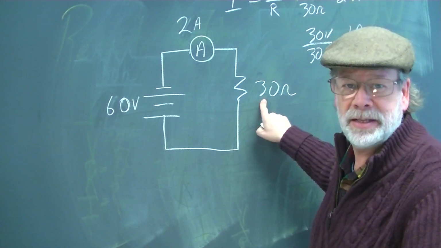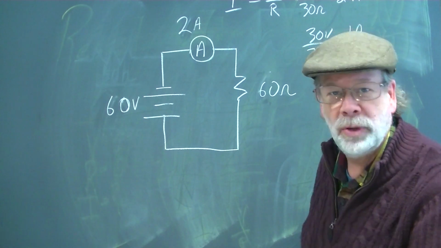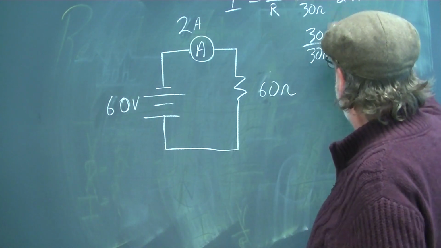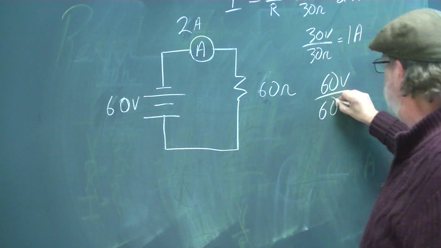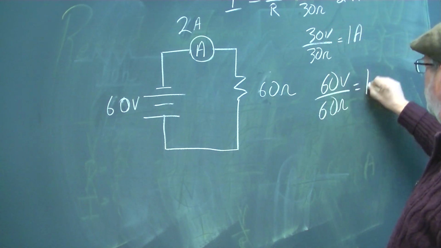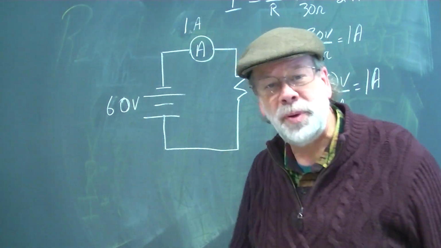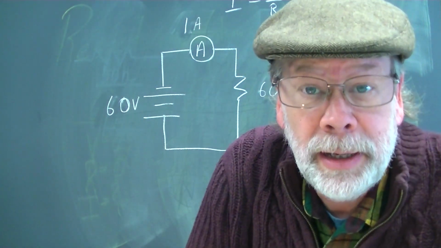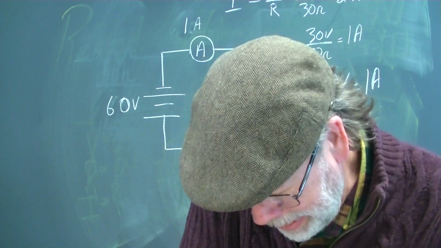What about the resistance? What if I was to change this to a 60 ohm resistor, right? Then I have 60 volts over 60 ohms, and that will again give me 1 amp. So those would be the ways I could control the circuit, control the current in a circuit. We use that all the time.